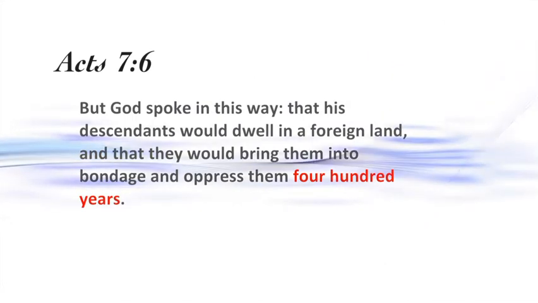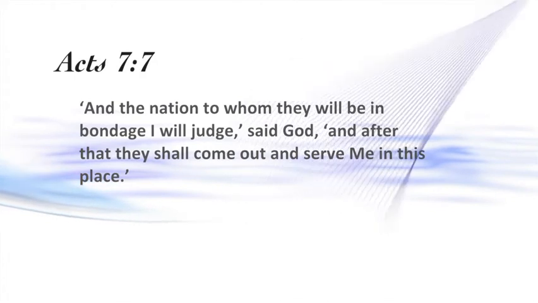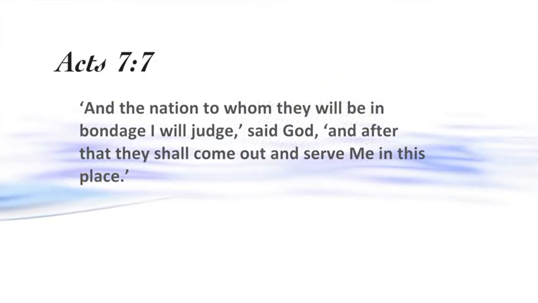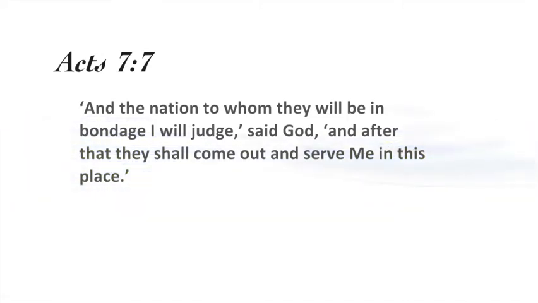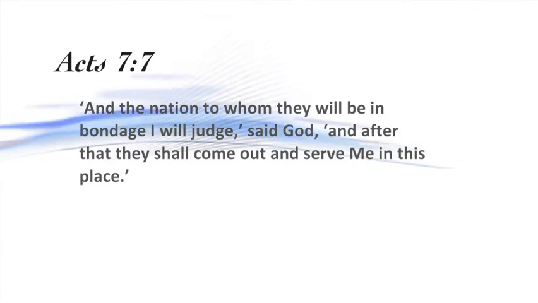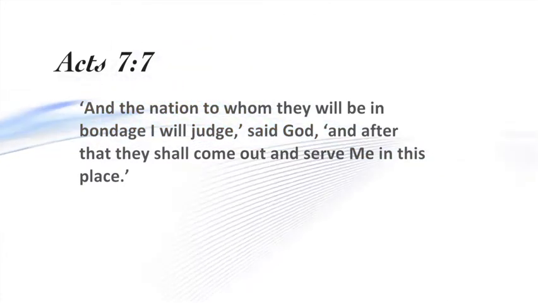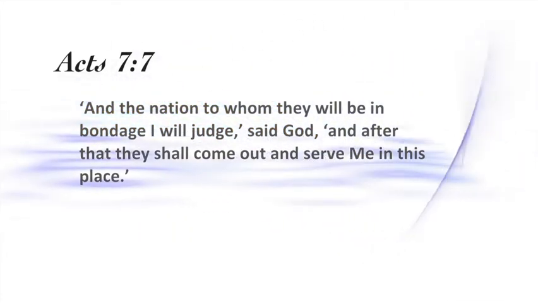That's what we see in the next verse now. "And the nation to whom they shall be in bondage, I shall judge, said God, and after that shall they come forth and serve me in this place." That's Acts 7:7. This describes events at the end of the 400 years when they escape in the Exodus and possess the land. Thus God showed Abraham that his seed would only be able to receive their inheritance after a wait of 400 years.